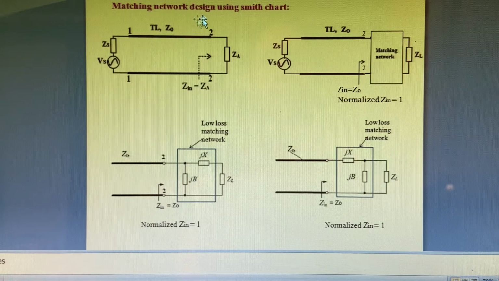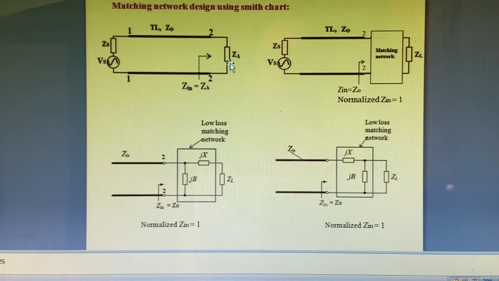Matching this network design using a Smith chart. As shown in this figure, the source Vs is connected to the load impedance ZA using a transmission line Z0. If impedance matching is needed in this circuit, you can introduce a matching network wherever impedance matching is needed.